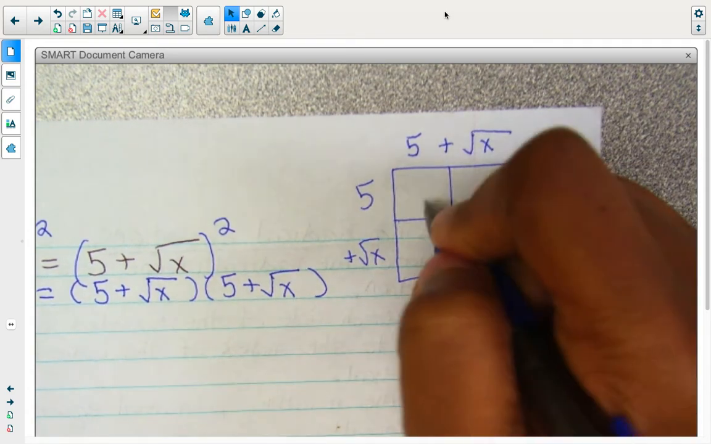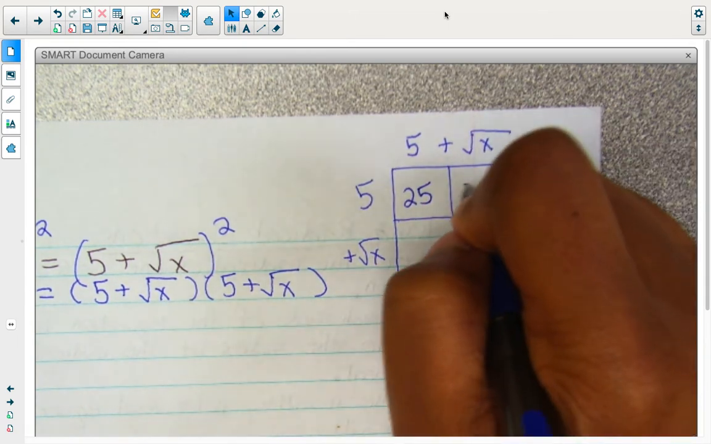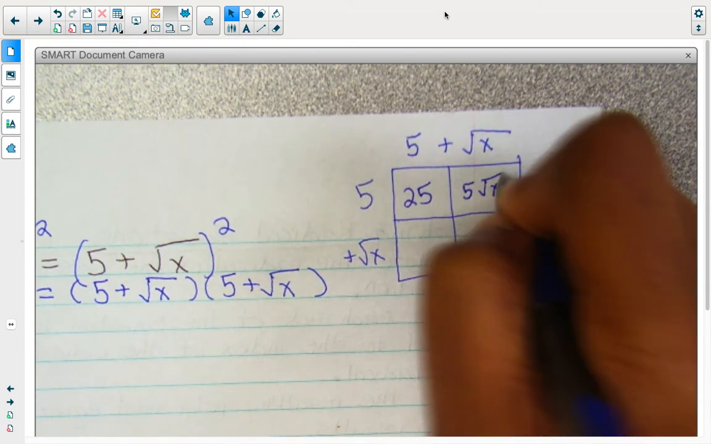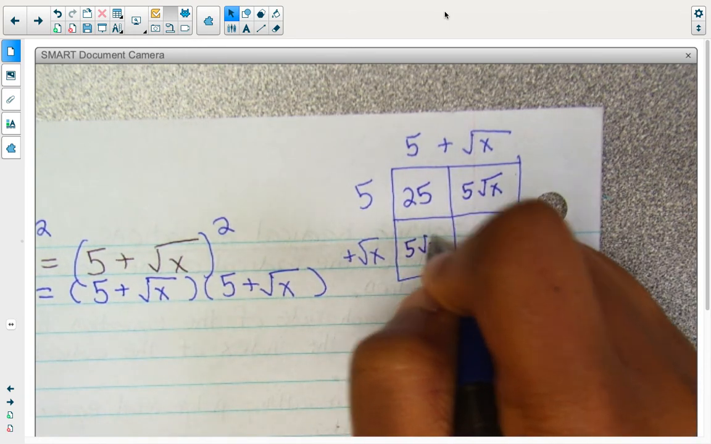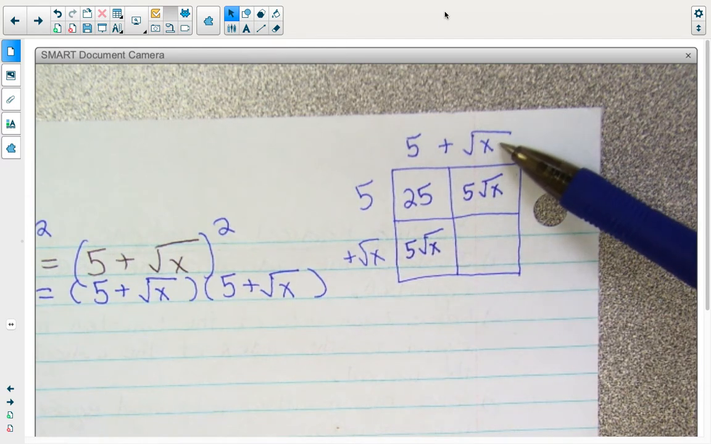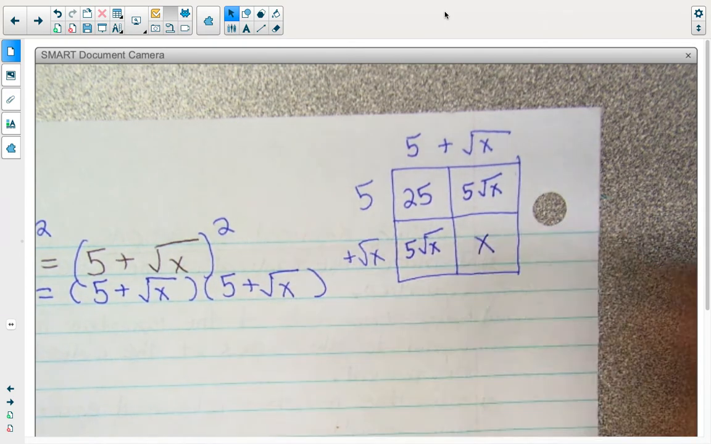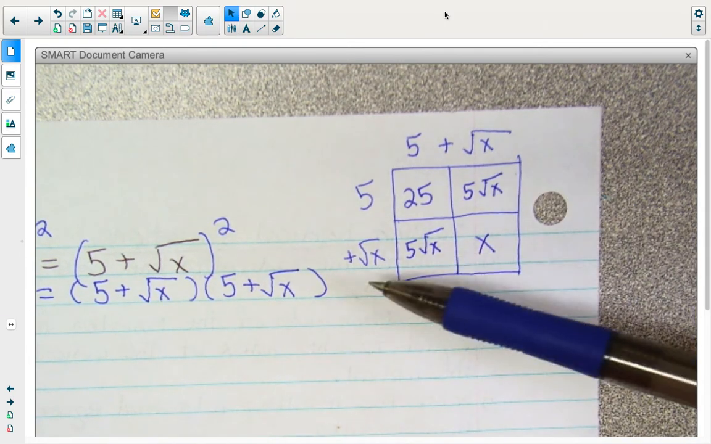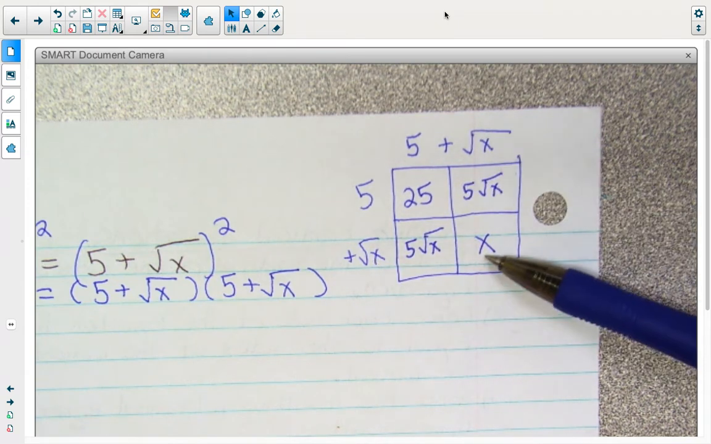5 times 5, that gives me 25. 5 times the square root of x is 5 square roots of x. 5 times the square root of x again is another 5 square roots of x. And the square root of x times the square root of x is the square root of x squared. And the square root of x squared is x. So when you multiply square roots, they cancel out and you're only left with what's on the inside, which is x.